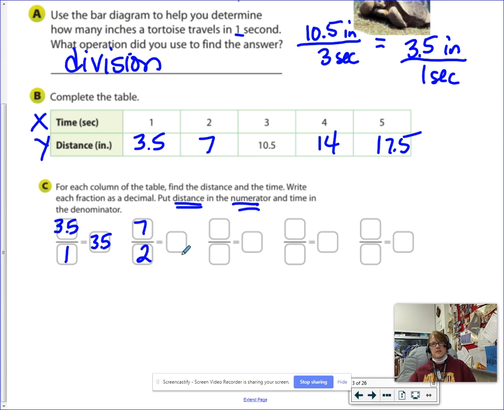7 over 2. 7 divided by 2 is 3 5/10. 10 5/10 divided by 3, 3 5/10. Ooh, see what's happening? 14 divided by 4, 3 5/10. 17.5 divided by 5, 3 5/10 again. Aha! When they are constant like that, that's a good thing to notice.